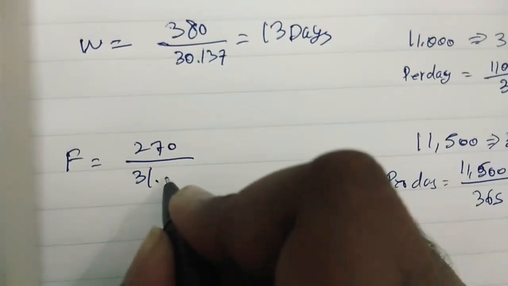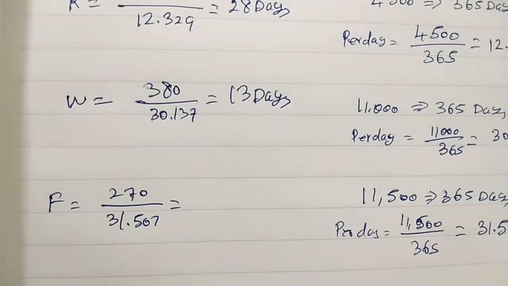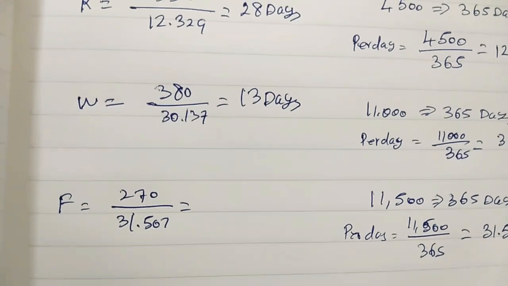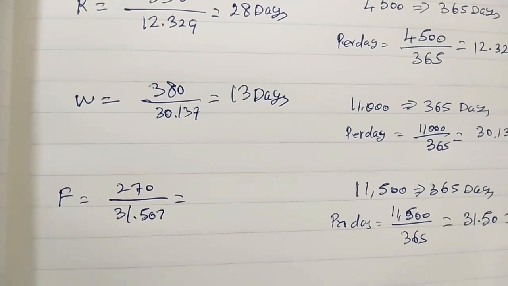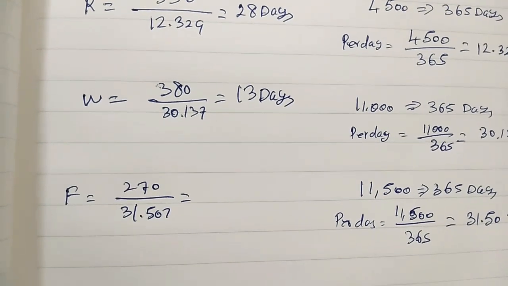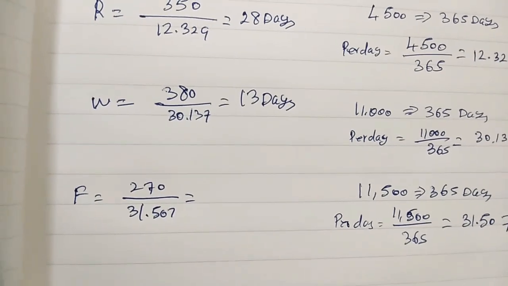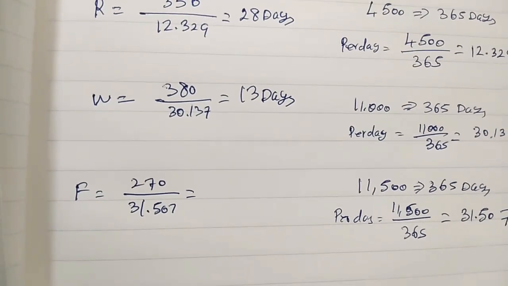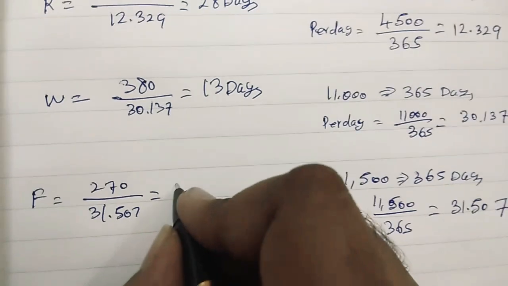So 270 divided by 31.507. Find the finished goods period. 270 divided by 31.507 is 8.56. So approximately 9 days.